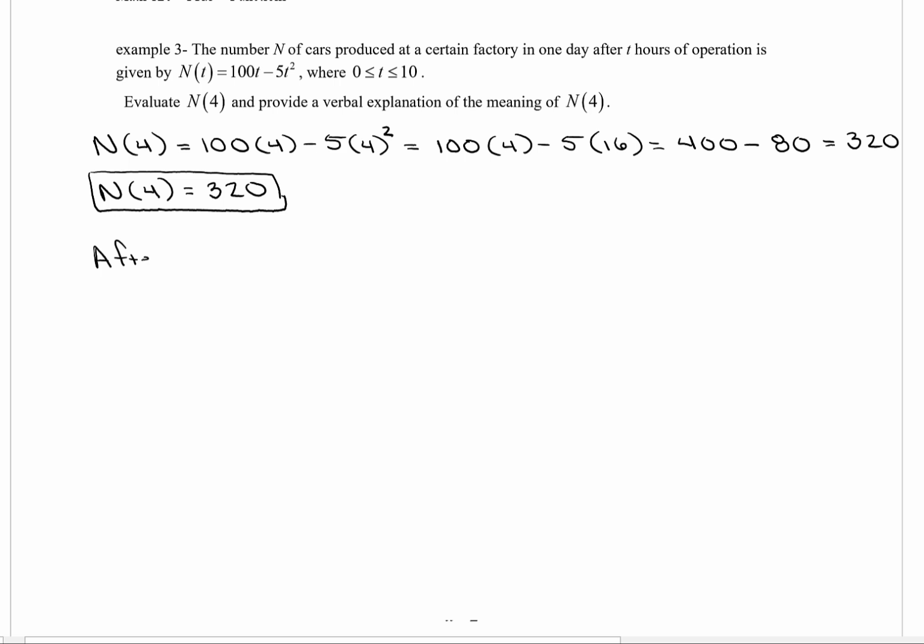But remember that we also need to provide a verbal explanation of the meaning of n of 4. So this means after 4 hours of operation, 320 cars were made. I'm going to box that in.